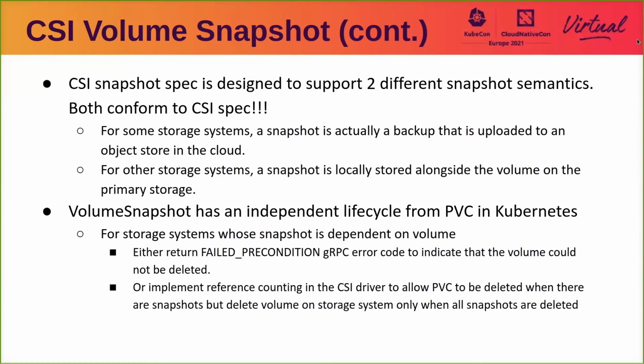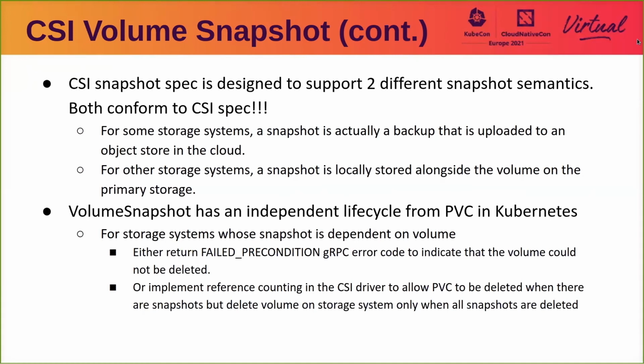For this reason, we have a ready-to-use flag in volume snapshot status. If a snapshot does not need an upload, CSI driver will return from create snapshot right after the snapshot is cut and set ready-to-use to true. If upload is needed, CSI driver will return from create snapshot after the snapshot is cut, but set ready-to-use to false. Snapshot controller will keep calling create snapshot to check the status until ready-to-use is true, which indicates upload is complete. Both snapshot semantics are supported and conform to CSI spec.